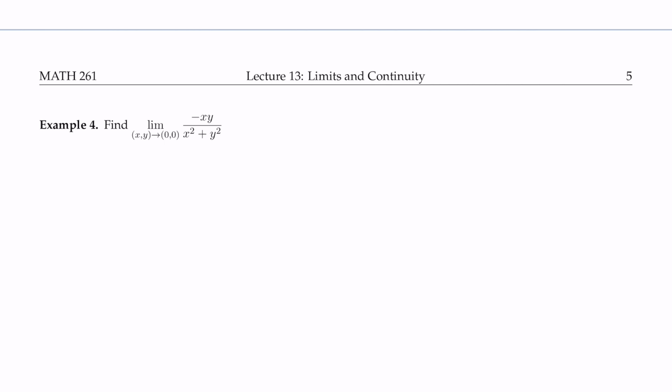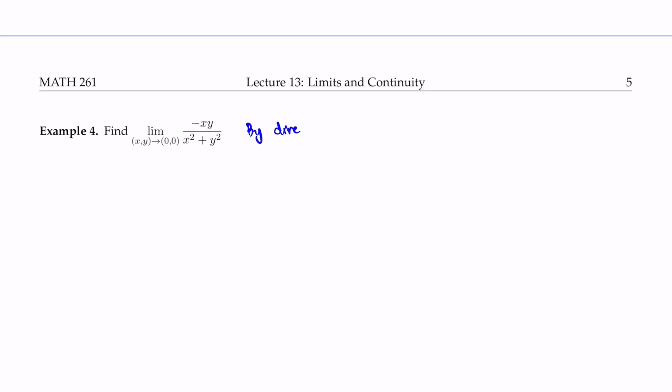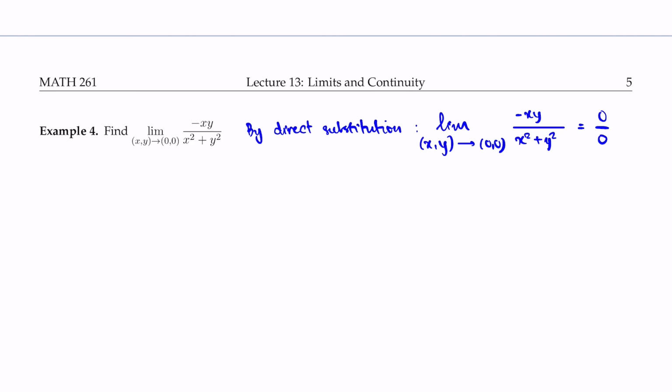In example 3, you can see that the limit of this function as (x, y) approaches (2, 1) is very easy to find by using direct substitution. However, in this case, the domain of the function is everything except the origin. Therefore, when you apply direct substitution for this limit, you get the indeterminate form of 0 over 0, which is again indeterminate.